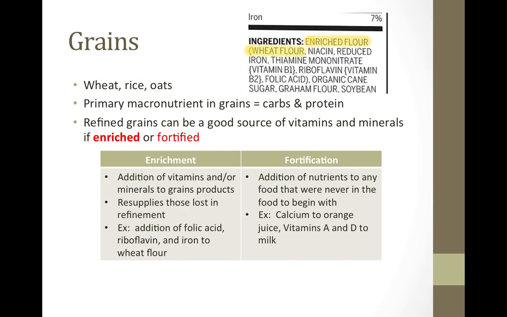Now, fortification is the addition of nutrients to a food that were never there to begin with, so this is a bit different. For instance, oranges are not a good source of calcium, but most orange juice is fortified with calcium. And this is because most Americans fall short in their intake of calcium. And milk is also fortified with vitamins A and D. So those were never there to begin with in the food product, or were there in such small amounts that it doesn't really help you in the long run.